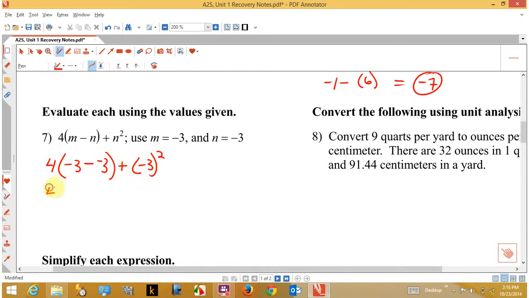Okay, that would be 4, negative 3 plus 3, because negative minus a negative is a plus 3, so negative 3 plus 3 would be 0, plus negative 3 squared is 9. 4 times 0 is 0, plus 9, I'm going to get 9 as an answer.